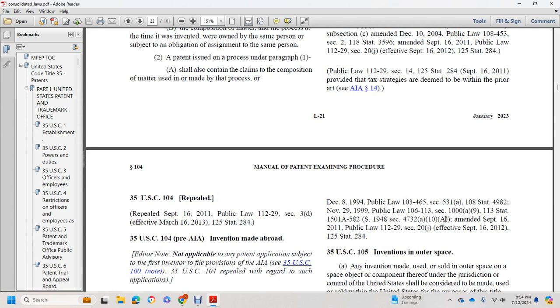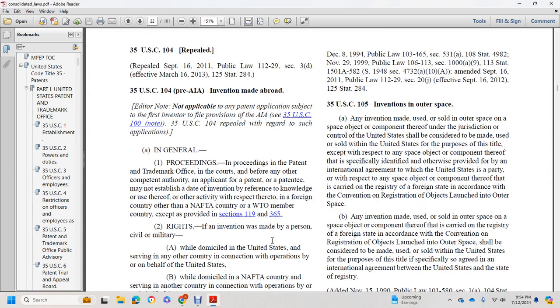Title 35 U.S. Code 104, repealed. Title 35 U.S. Code 104, inventions made abroad.